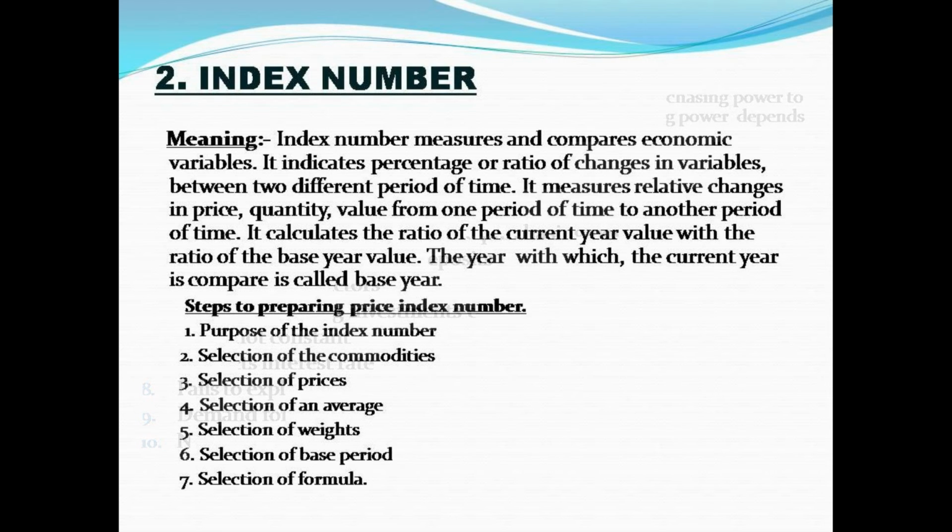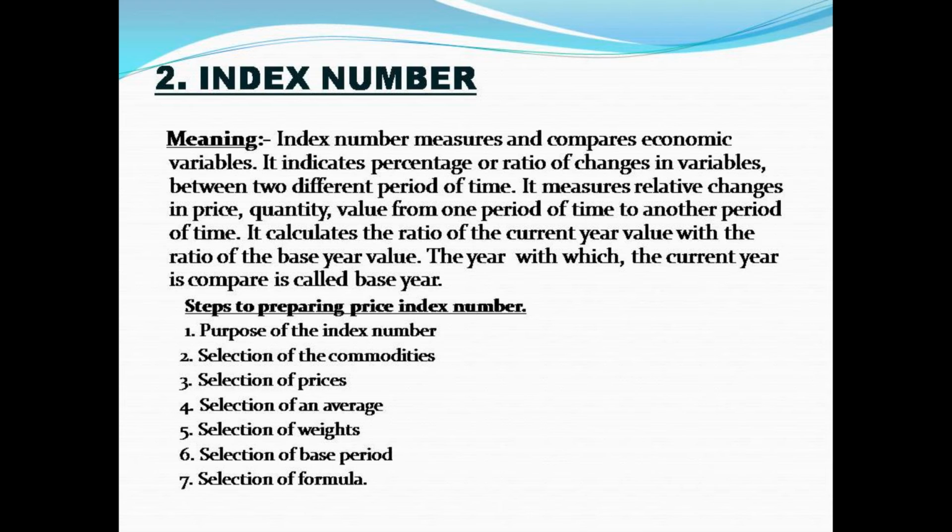Next concept is index number. Index number measures and compares economic variables. It indicates the percentage or ratio of changes in variables between two different periods of time. It measures relative changes in price, quantity, value from one period of time to another. It calculates the ratio of the current year value to the base year value. The year with which the current year is compared is called the base year.